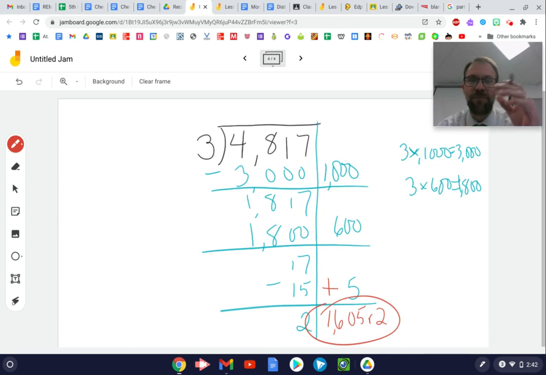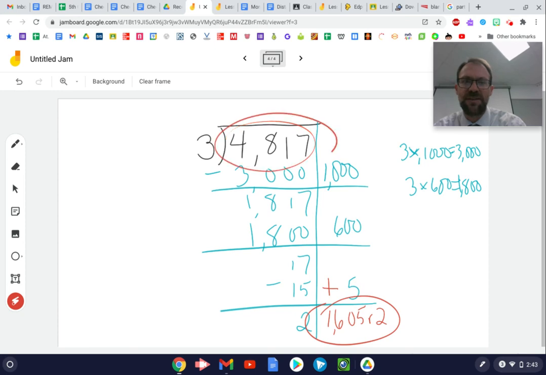Okay. So you see when you have a dividend that's really big, much bigger than your divisor, you want to start by thinking of large groups. How many groups can I make? Let's think about a lot of them first, right? Jump up to those big educated guesses first so that you can get in the ballpark as quick as possible.